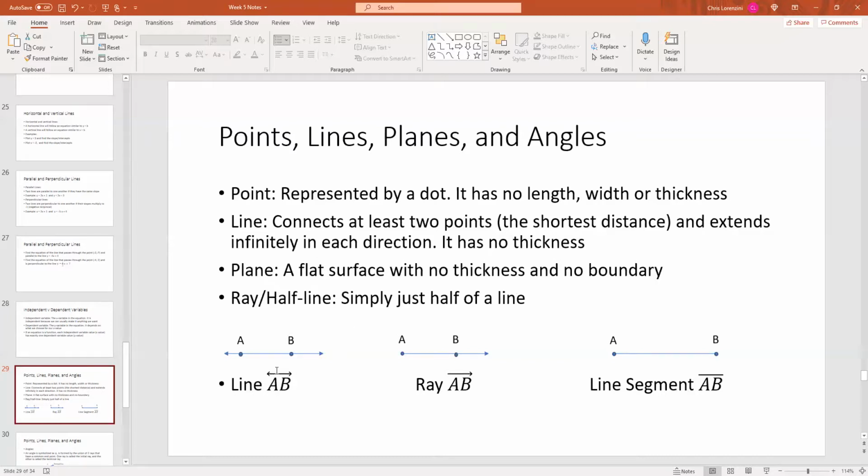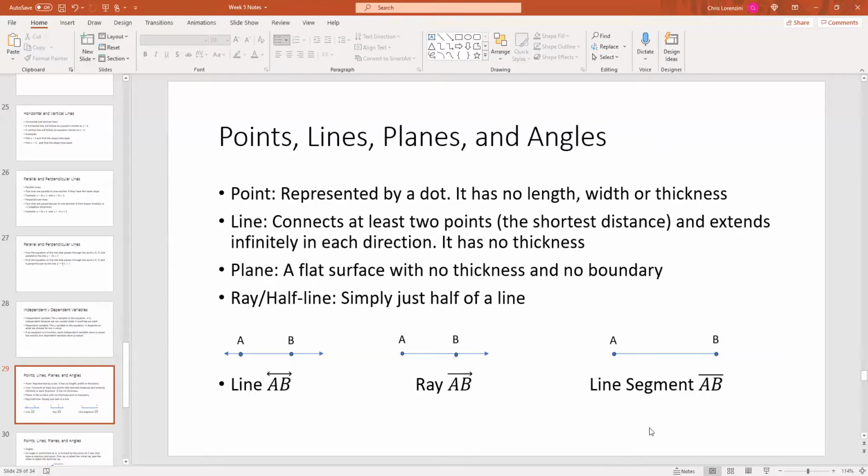So if we take a look down here, we have a line that goes through 2 points A and B. It's a line I see because I see the arrows pointing out on each side. Tells me it goes out infinitely in both directions. So when we're writing that notation, we'll probably see something that looks like line AB with a line with 2 arrows over it. A ray or a half line, simply just half a line, goes through the 2 points A and B, but terminates at 1 point and extends infinitely in only one direction. We call that a ray or a half line. And when we write it AB, we put a line over it with only 1 arrow pointing to show that it's a ray.